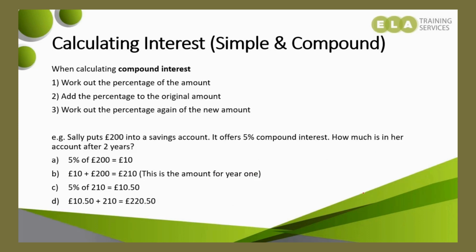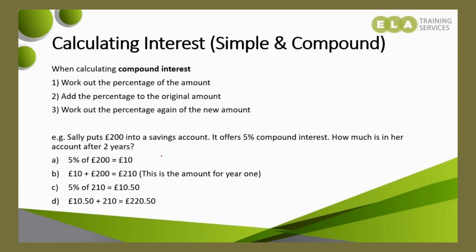Then we have another question called compound interest. This is slightly different because you have to work it out for the multiple years in which the interest is being offered. So when calculating compound interest, you work out the percentage of the amount, same as simple interest, add the percentage to the original amount, and this is where things change a little bit. You then do the percentage again of the new amount for as many years as the question is asking.